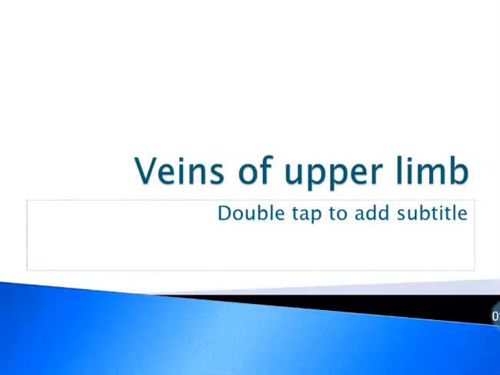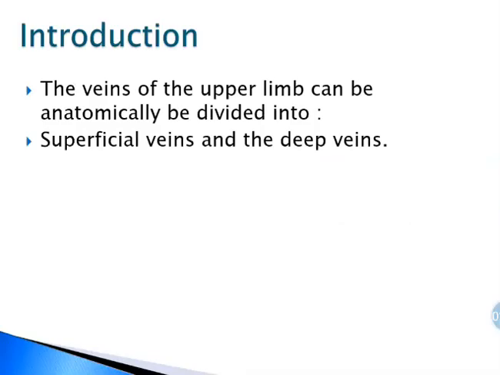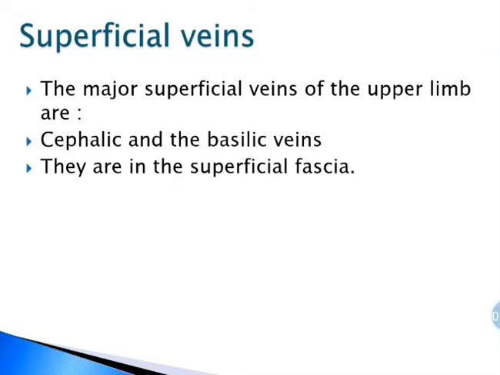Veins of upper limb. The veins of the upper limb can be anatomically divided into two, that is superficial veins and deep veins. Superficial veins. The major superficial veins of upper limb are cephalic and basilic veins, and they are located in the superficial fascia.